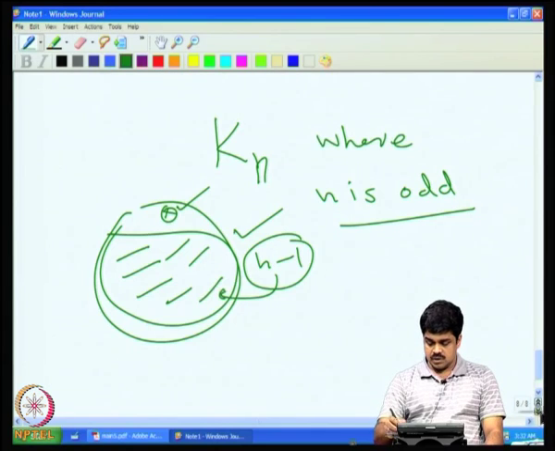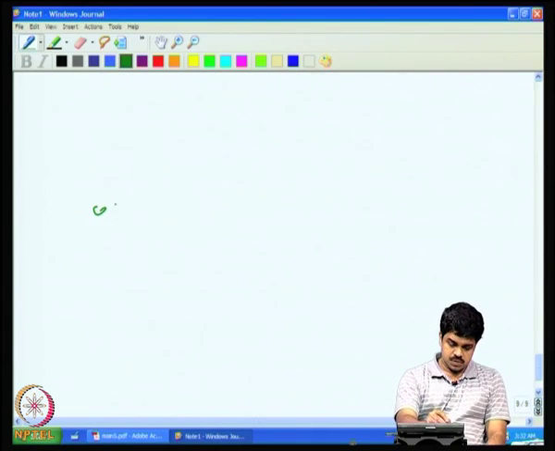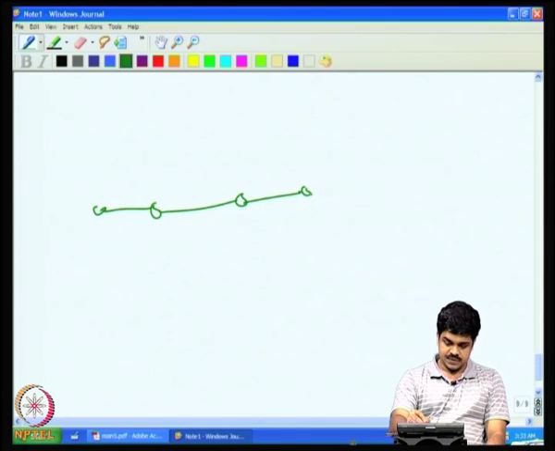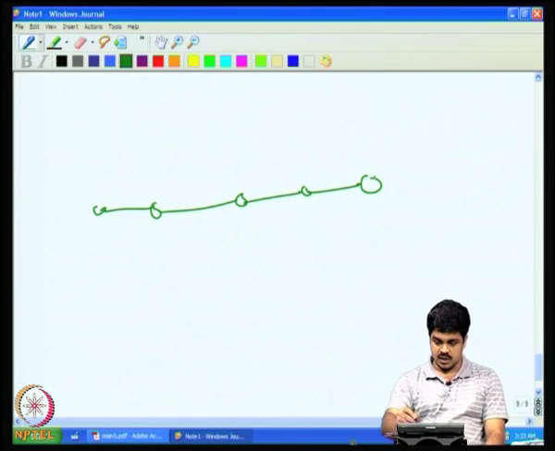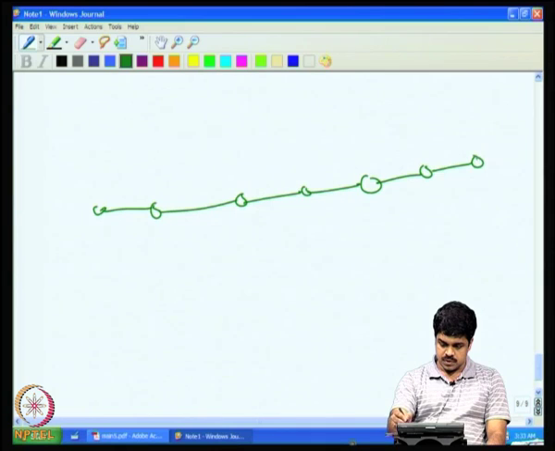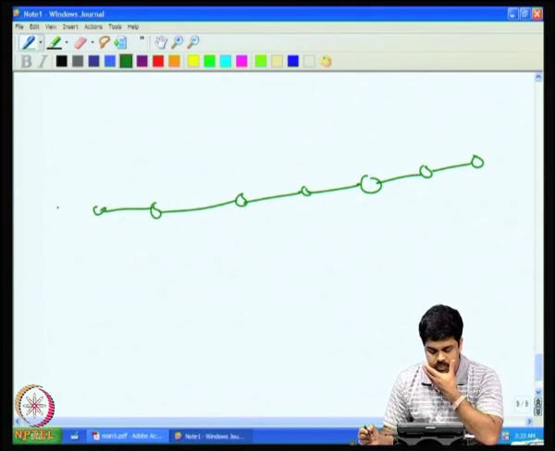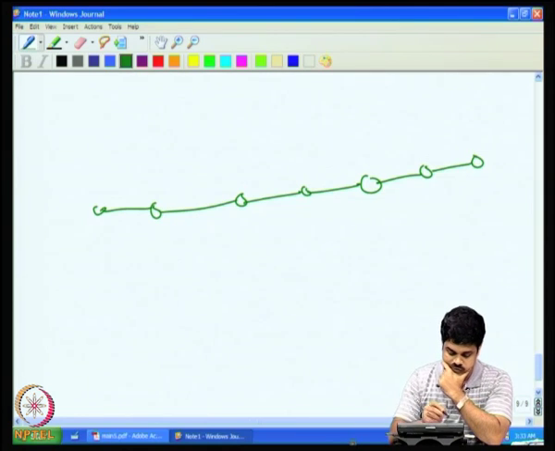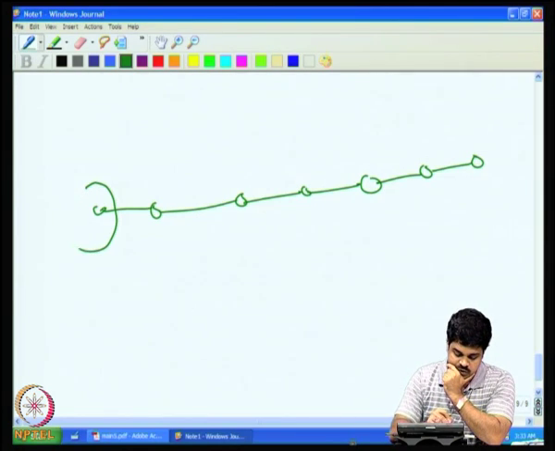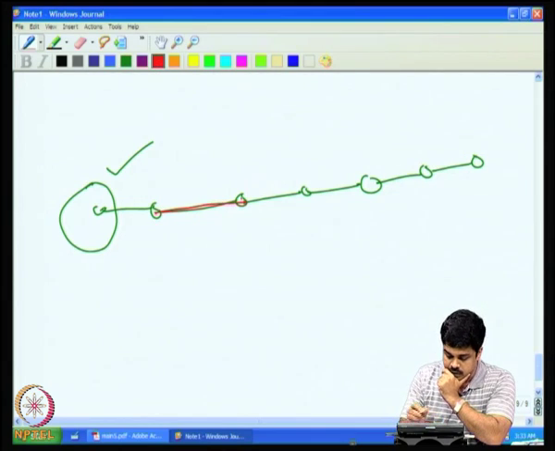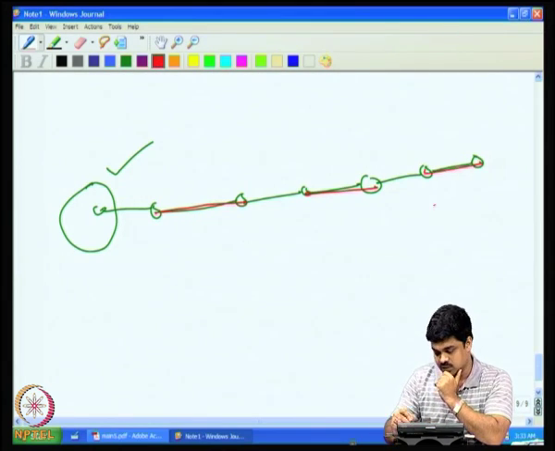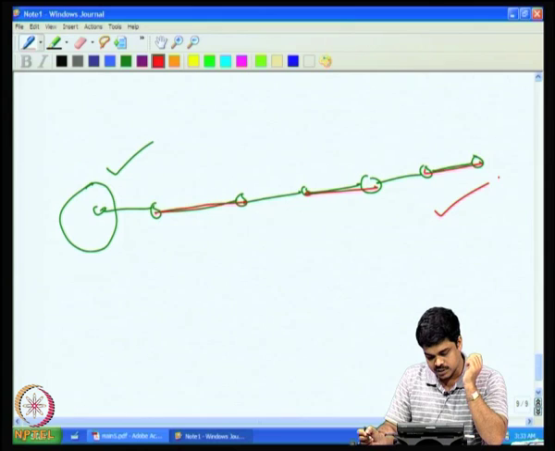So, let us take another example. What about a path? Of course, it has to be odd, otherwise there is no point in saying that it is factor critical. So, here is a 7 node path, 1, 2, 3, 4, 5, 6, 7. Now, is it a factor critical graph? For instance, if I remove this vertex, then of course you will get a perfect matching here. Here is a perfect matching. So, is this a factor critical graph?